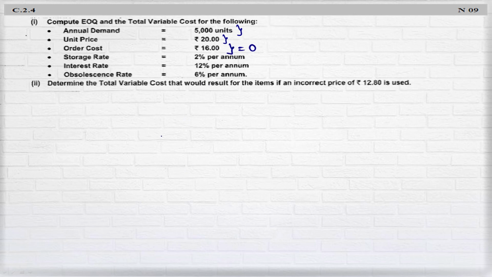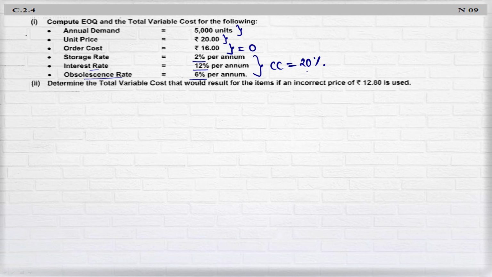This is O. Storage rate is 2%. Interest rate is 12%. Obsolescence rate is 6%. Ultimately, this total is the carrying cost, which is how much percentage? 20%.